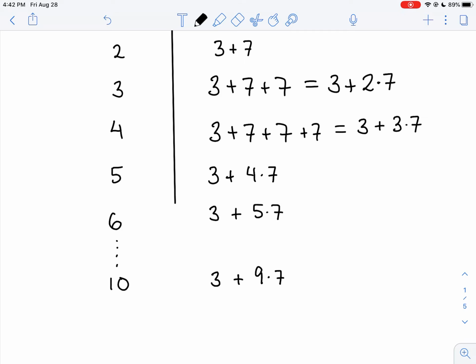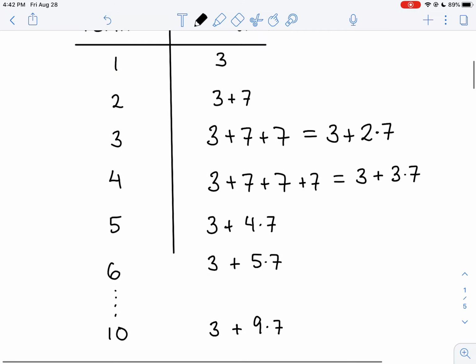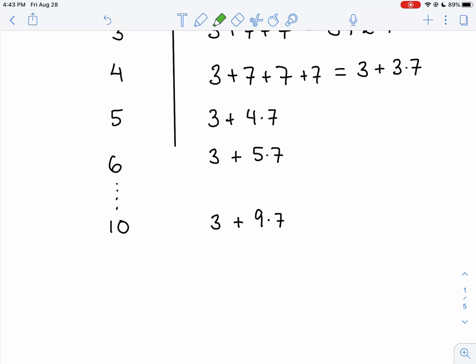In case you didn't pick up on that pattern yet, notice the following. I want to highlight the connection between how many 7s we add and what number term we're on. The number of 7s that we're adding to 3 compared to the number term we're on. You can see that the number of 7s that we need to add to 3 is always one number less than the number term that we're looking for. That's what allowed me to make a prediction that if I added 9 7s to 3, that would take me to the 10th term in our list.